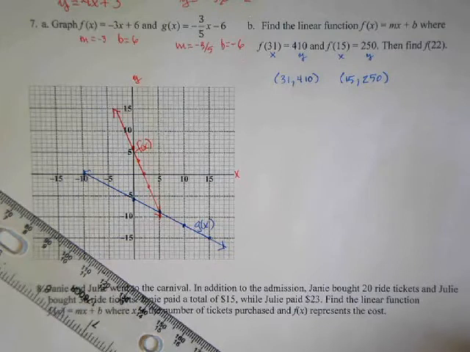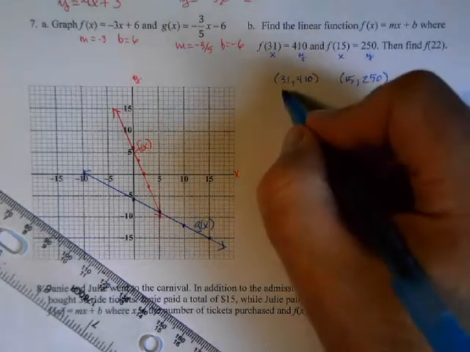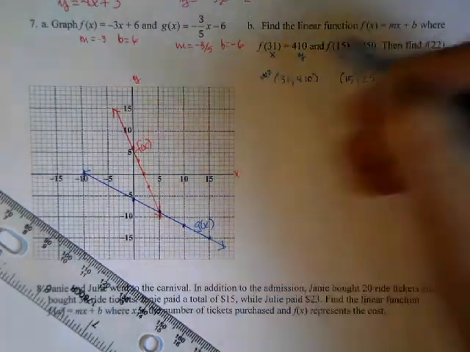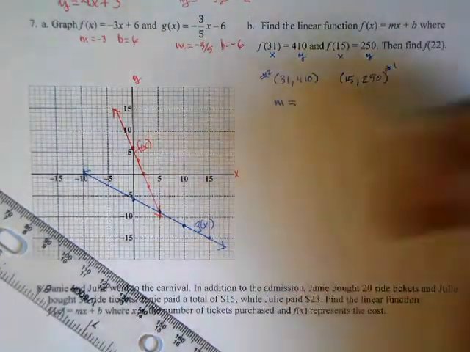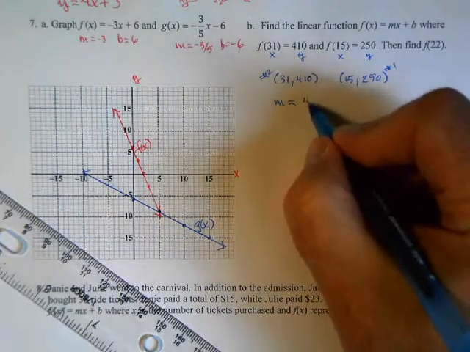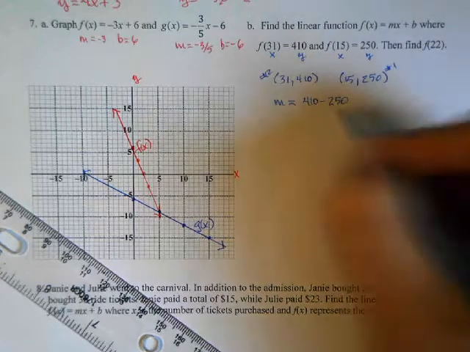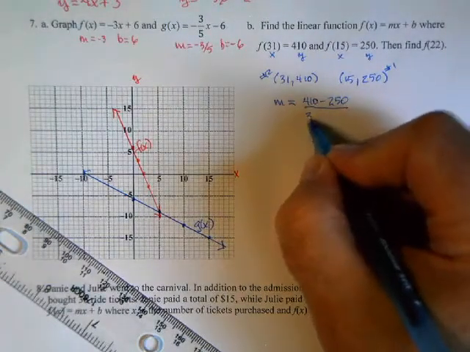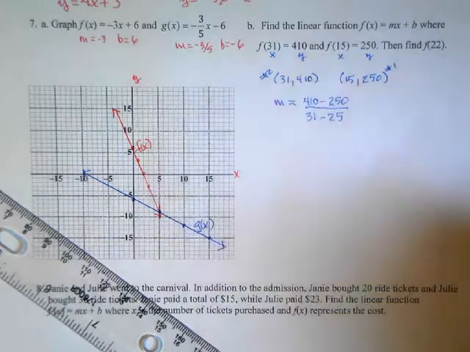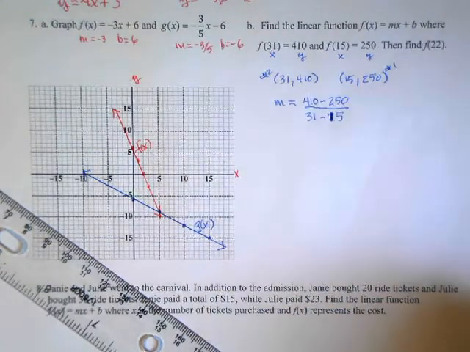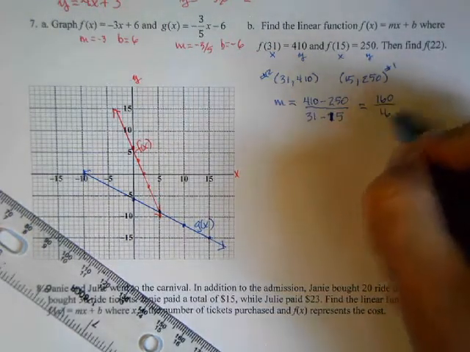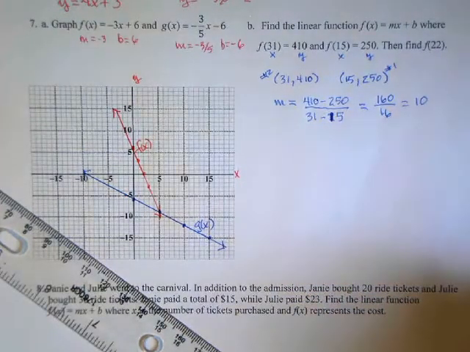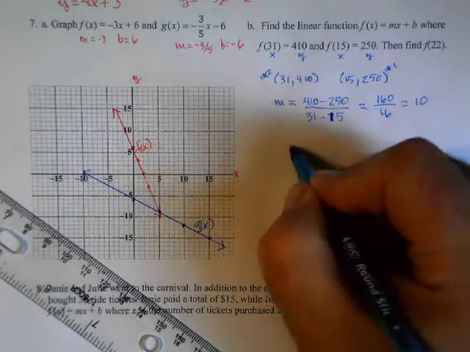So in this case, I'm going to let this one be the number 2 and this one to be the number 1. Order doesn't matter. And so my slope will be 410 subtract 250, over 31 subtract 15. Well, that's going to give me 160 over 16, which is 10. Now, that will give me f of x equals 10x plus b.